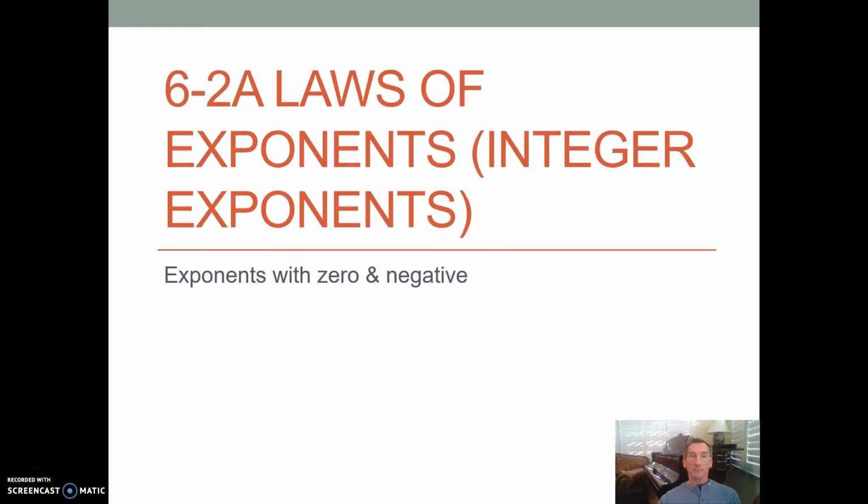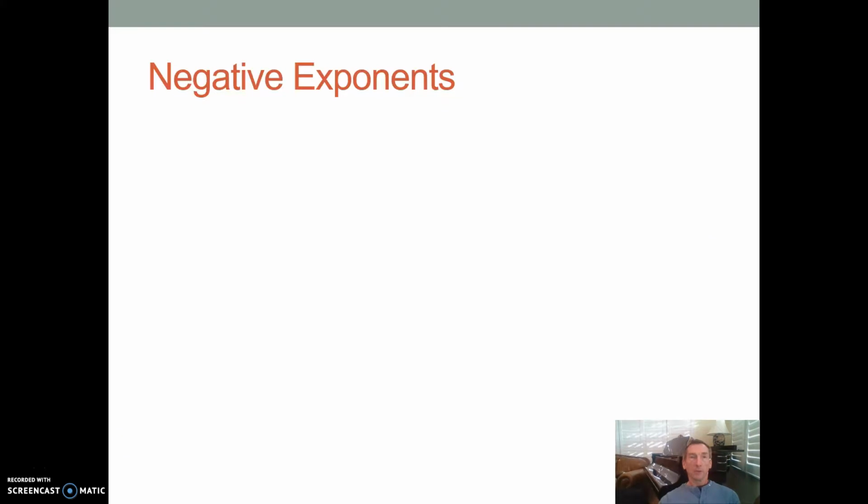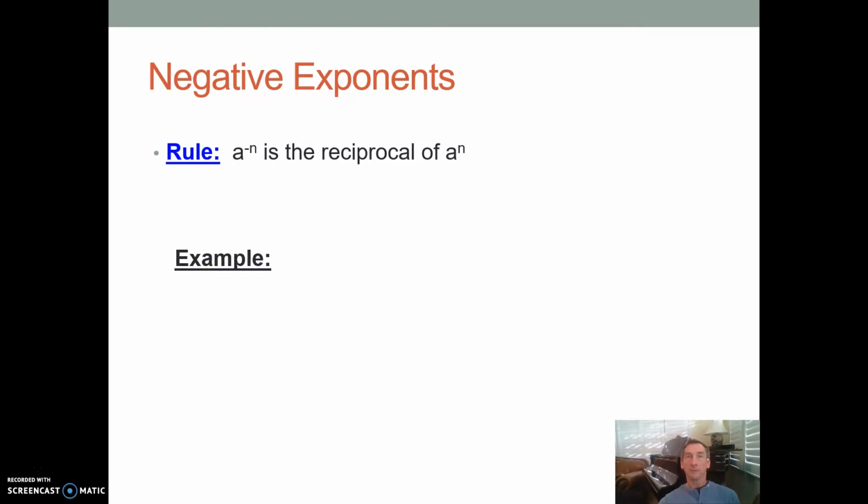Look at the exponents with zero and negative exponents as well. For negative exponents, we're going to follow some very simple rules. Say I have a to the negative n power. The reciprocal of that is a to the n. So let's see what we can do with that in a mathematical equation. For example, a to the negative n, I'm going to look for its reciprocal, which is 1 over a to the n.